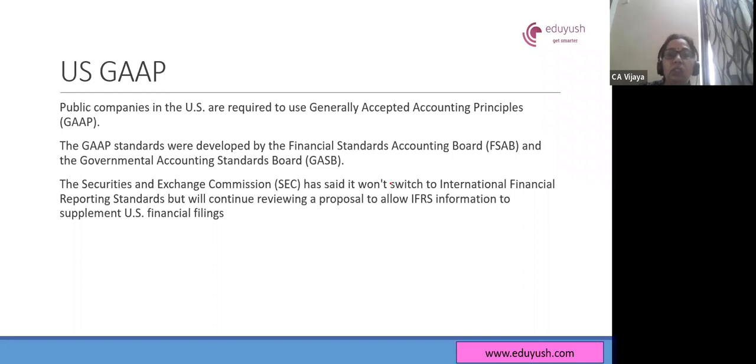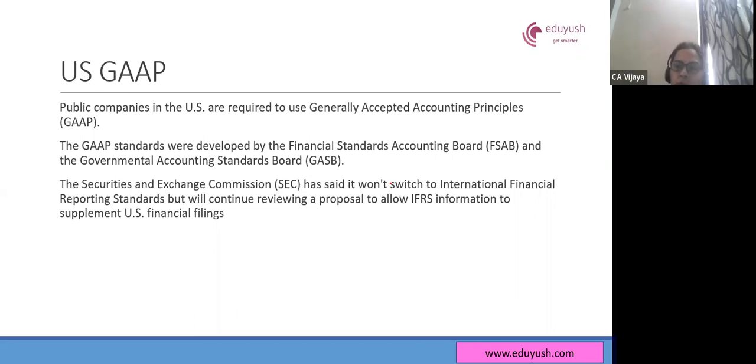Now the SEC also said that it will not switch to IFRS, but it will continue to review a proposal to allow IFRS information to supplement US financial filings. So they said we are not going to allow a full-fledged conversion to IFRS, but we will have IFRS as additional supplementary financial statements that could be given by listed companies. So that is the stand of the US. That is why the US has its own US GAAP, and IFRS is followed by many other countries of the world, most countries of the world.